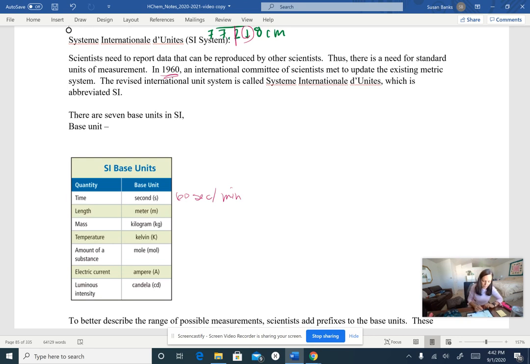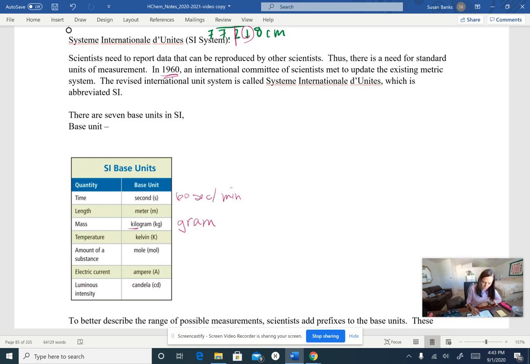Mass, it says kilo, but I disagree because kilo is one of the prefixes. I would say our base unit here is the gram. Most people use kilograms because kilograms are more usable, but in chemistry we use grams because a gram is pretty small, and we usually do small things in chemistry.